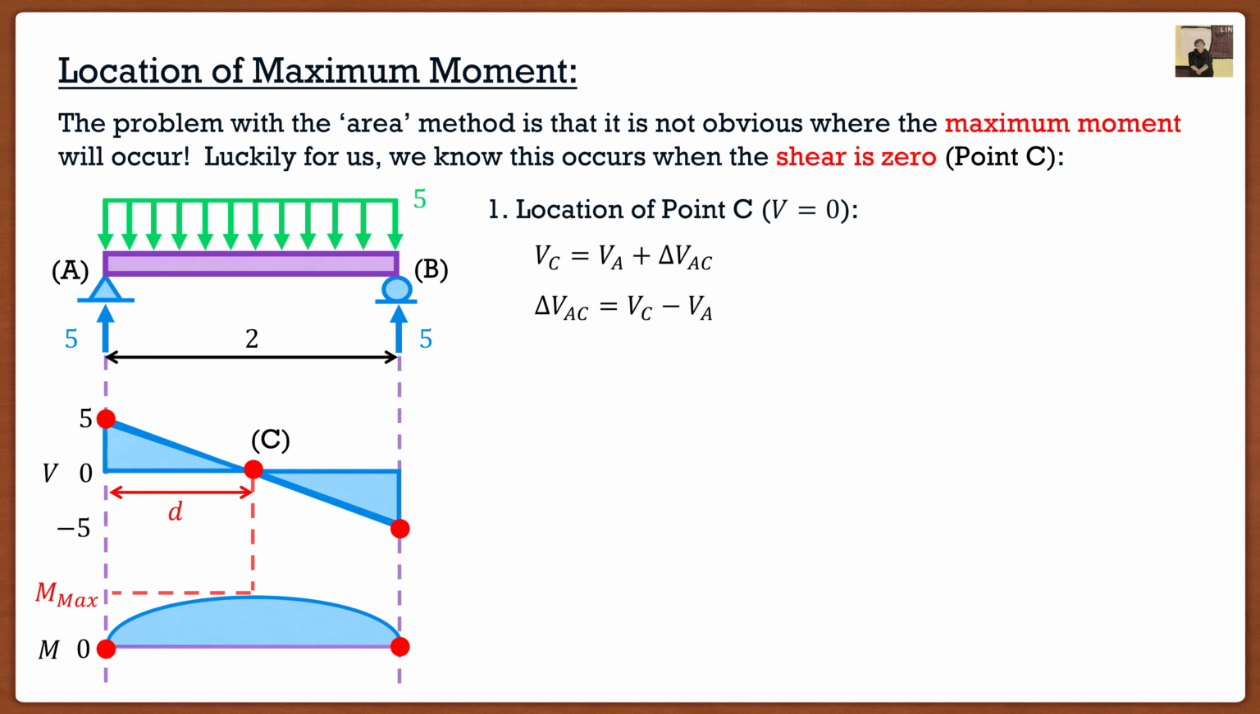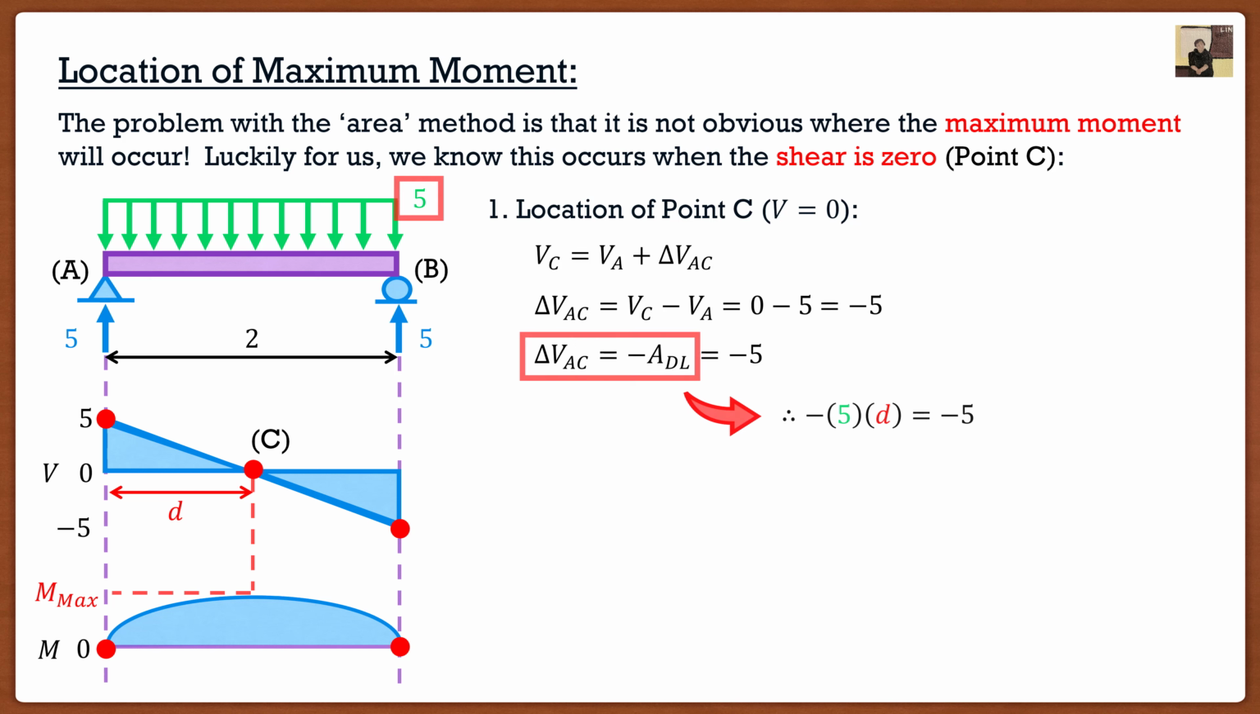If I rearrange the formula, I get that the change in shear is equal to the shear at C minus the shear at A. We know that the shear at C is going to be 0, and the shear at A is, again, 5. So the change in shear that we want is equal to negative 5. Now, we take this a step further because the change in shear between 2 points is negative of the area of the distributed load. So if we look at our distributed load, we basically need to find an area that is equal to 5, because it's negative 5.